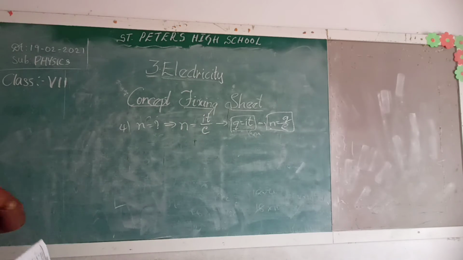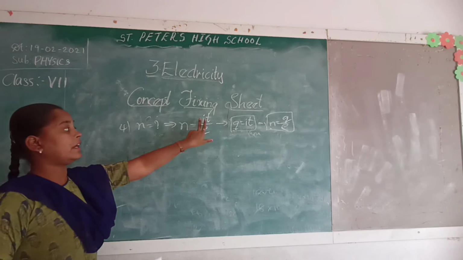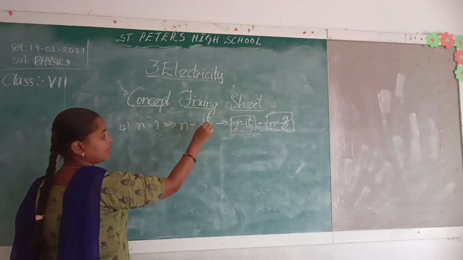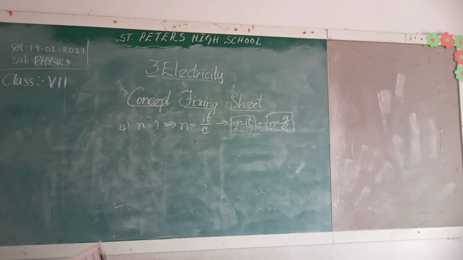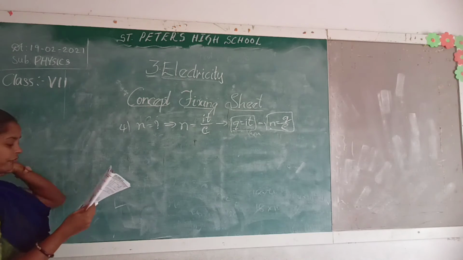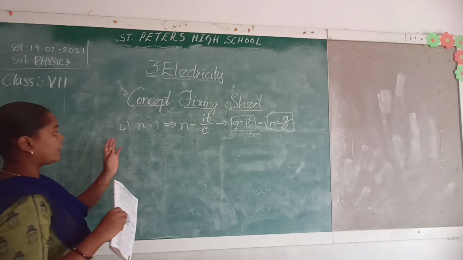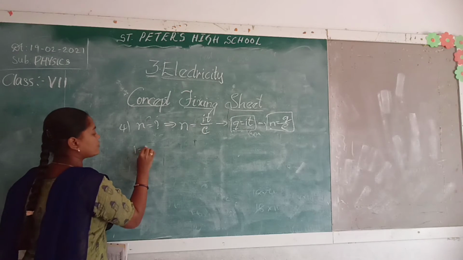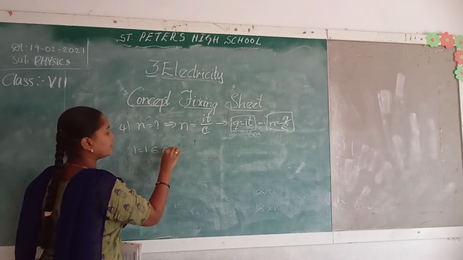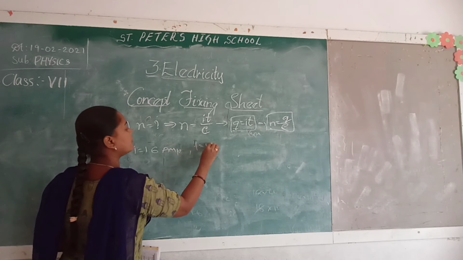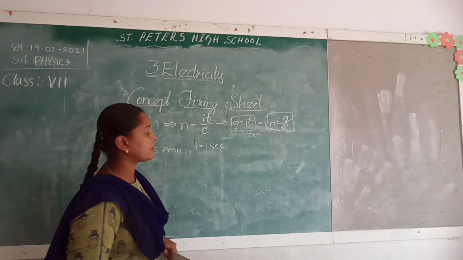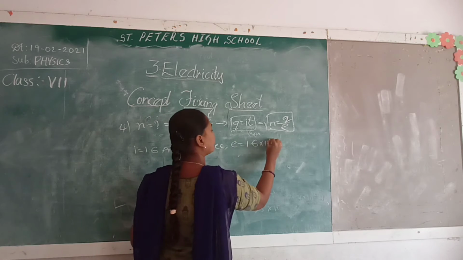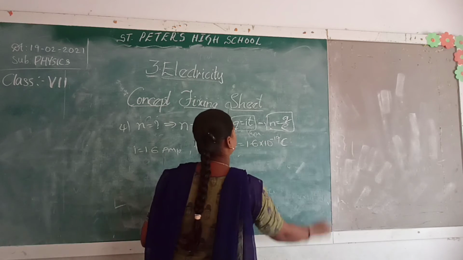Okay, so we have got this one. To find the number of electrons, we have the formula I T by E. What is I? I is current, T is time, and E is the charge of 1 electron. So we have to find out how many electrons are formed. Here they have given the I value as 1.6 ampere and time as 1 second. Per second they are asking, so time is 1 second. The electron charge is 1.6 into 10 to the power of minus 19 coulomb.